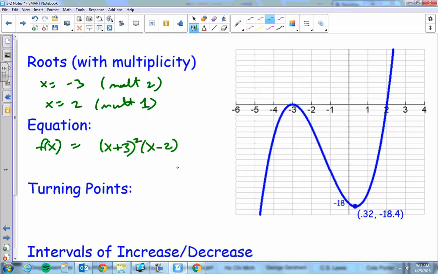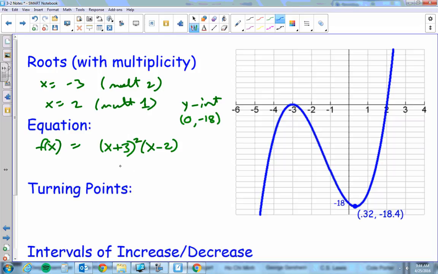Now, we need to get the coefficient right. We know it's positive, but need to figure out what it's actually supposed to be. I would write the y-intercept down. It's given in the graph. It's just 0, negative 18. But that's what you're going to use to figure this out.